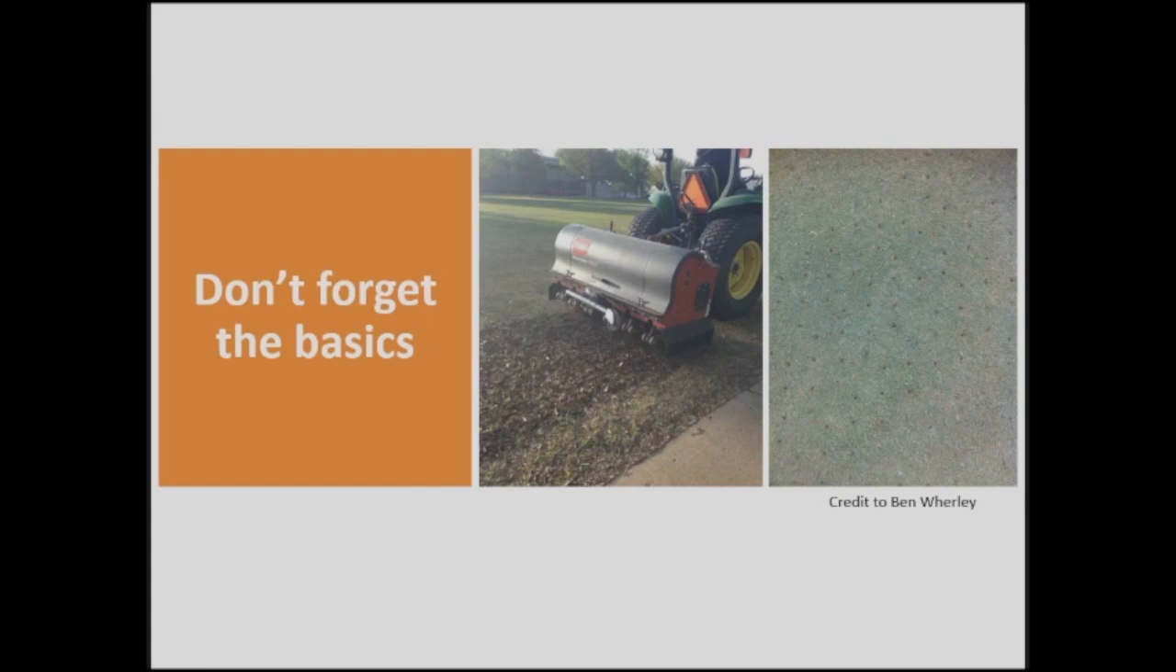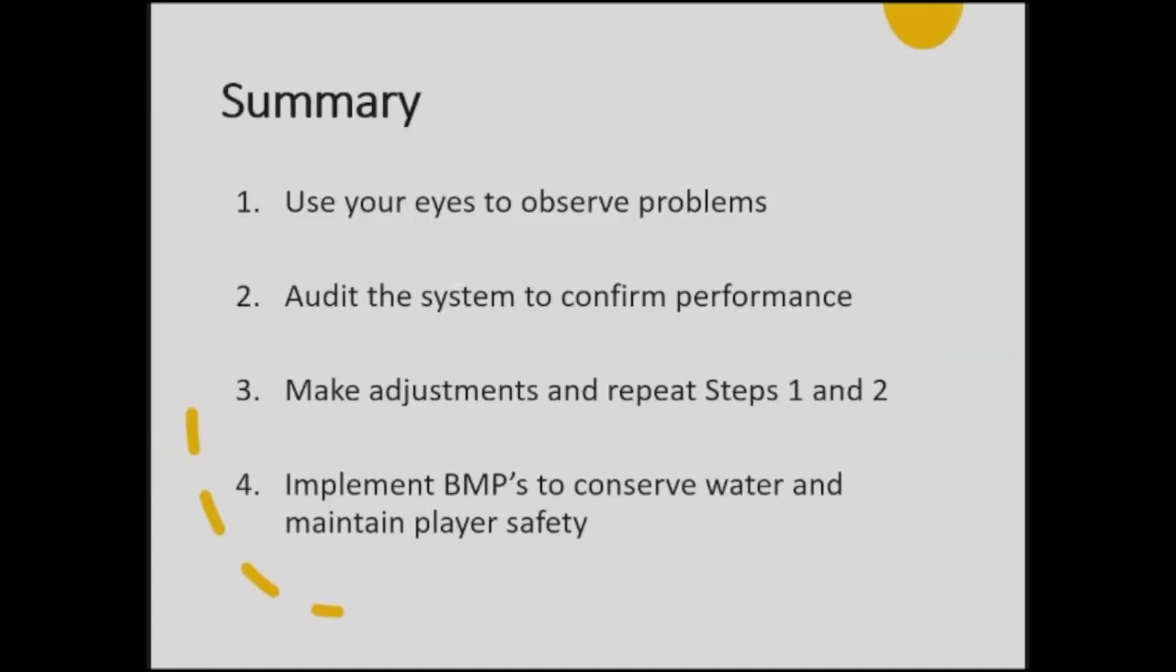We're going to have a little summary, and then we can do some Q&A here at the end. So number one, you got to use your eyes, observe problems. Okay, you guys are all good at that. Don't forget it. Audit the system to kind of confirm or verify what you think is going on. Sometimes you may catch something that you didn't see just by visual observations. Make the adjustments and then repeat that until you feel comfortable with the performance of your field. And then finally, if you can implement some of these other BMPs to conserve water, but also it makes performance in general more uniform and moisture management a little easier in general.